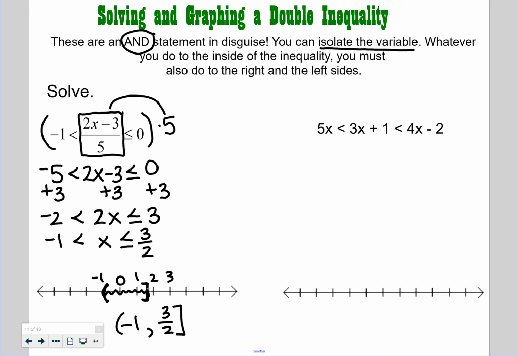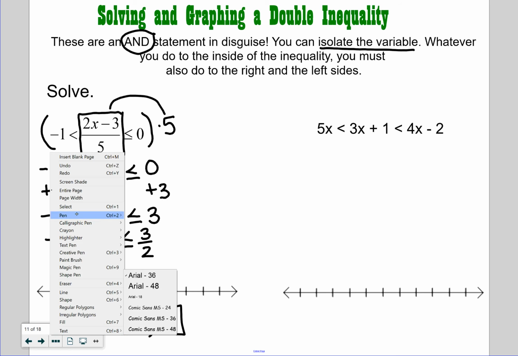The only thing you have to be careful about in these problems is if you see an inequality like this, the inequality symbols should always point in the same direction at the smaller number. If they don't point in the same direction, or they're not pointing at the smaller number, it's automatically a no solution. It's an impossible case. So again, they should point in the same direction at the smaller number.